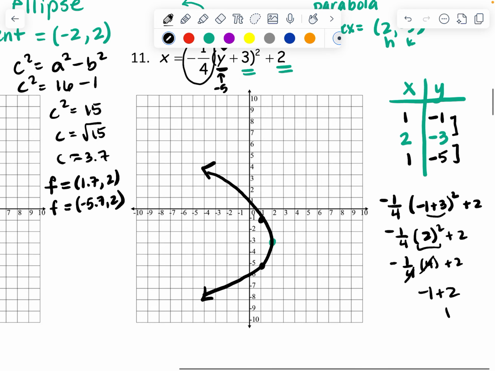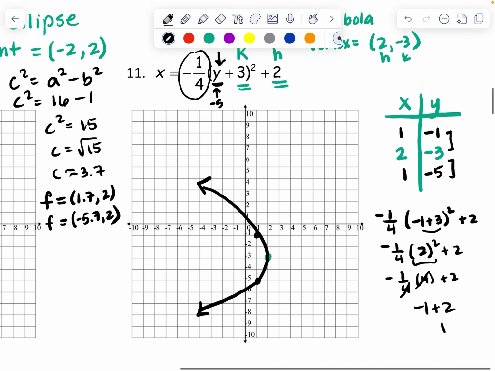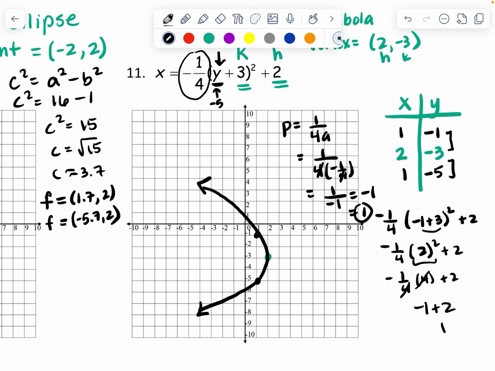Okay, now the other thing you're going to have to find is the focus and the directrix. So to find that, you need to find that p value. So remember, p equals 1/4a, okay, which is 1/4 times -1/4, which is 1/-1, because these cancel, which is just -1. Now, you guys remember that p is just a distance, so we could just say that it equals 1, because distance is always positive.